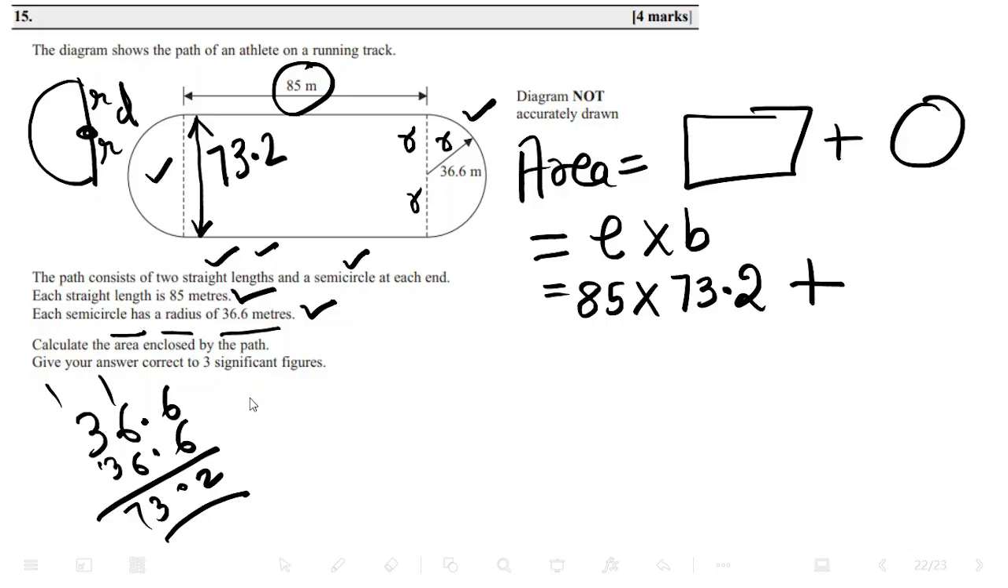They are saying, calculate the area enclosed by the path. So can you do the multiplication and tell what is the answer? 85 multiplied by 73.2. What? I don't know how to multiply decimals. But I know how to do 85 multiplied by 73. Okay, so you can do that, right? Yes. Okay, let me try to do it in my head, but with the decimals.